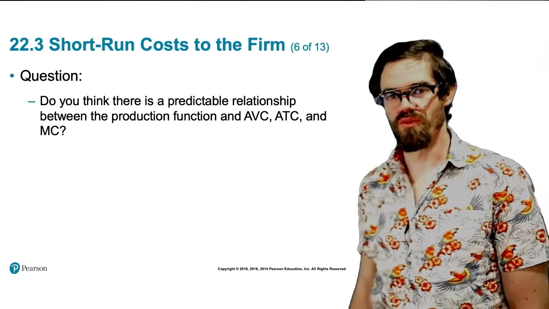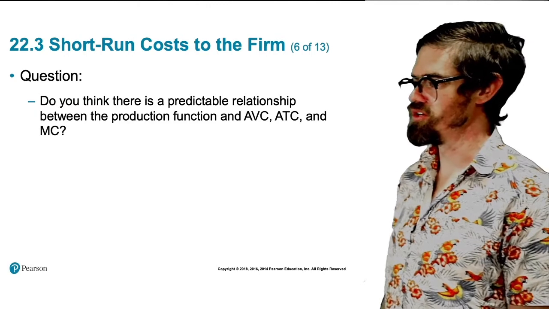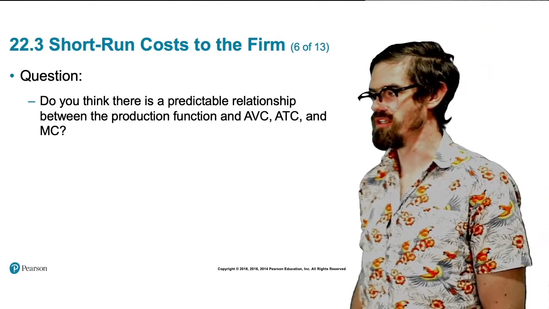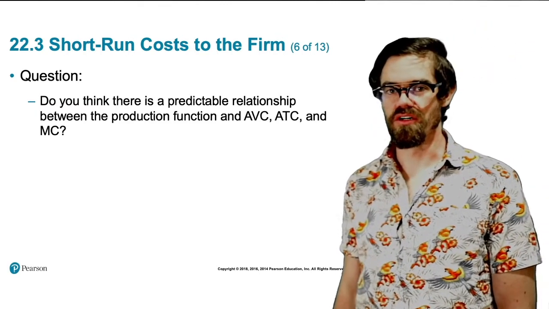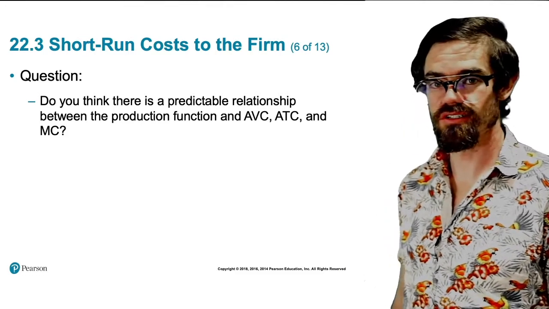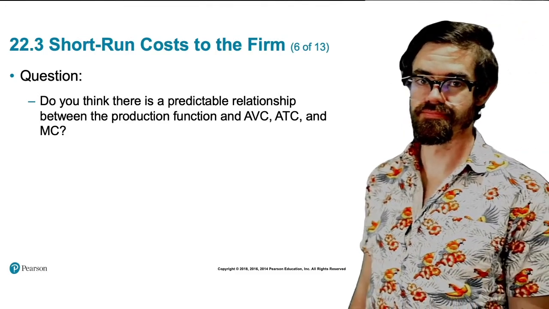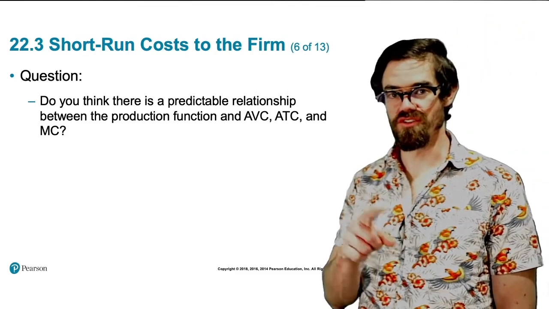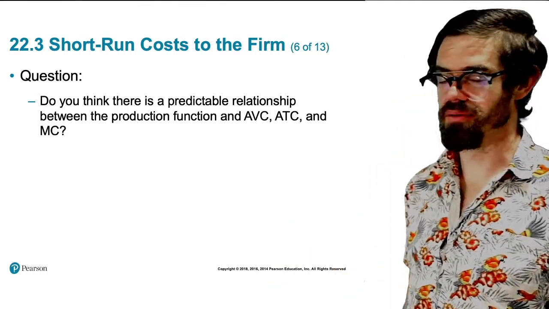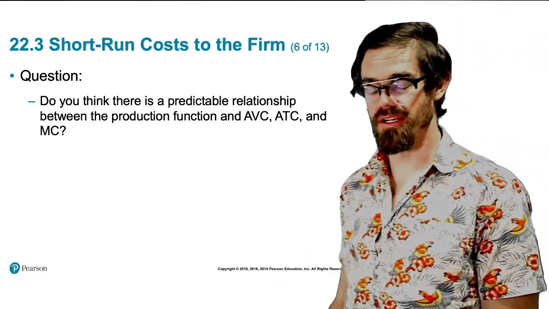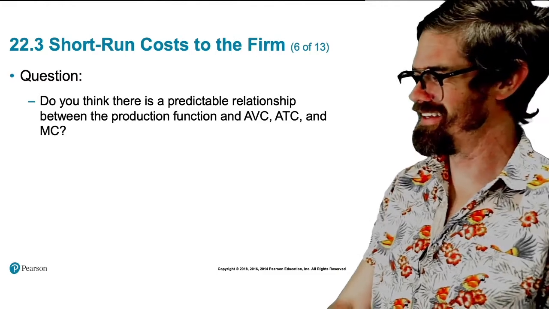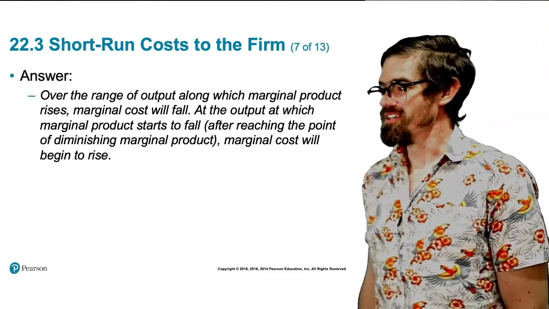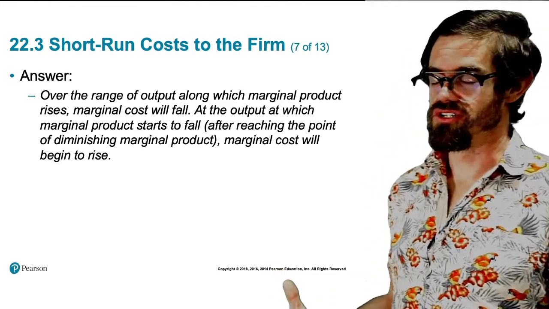So here's a question for you. Do you think that there's a predictable relationship between the production function and average variable cost, average total cost, and marginal cost? Well, if you're smart, like I know you are, you're probably thinking, yeah, there probably is a relationship, right? Otherwise, why would you ask me that question? So, yeah, the answer is yes, there is a relationship there.